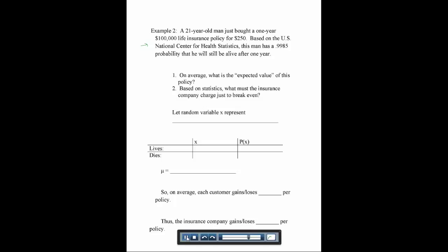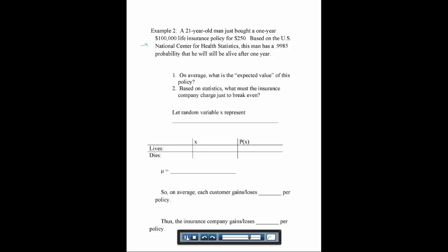Okay, so we want to figure out what the expected value is, and what the insurance company would charge to break even. This is really something the insurance company would want to figure out because they're insuring thousands if not millions of people, and they want to make sure they turn a profit.